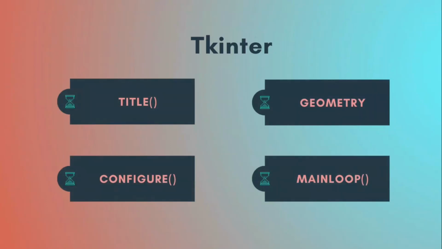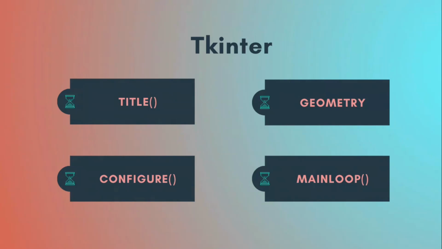The title, geometry, configure, and mainloop are additional functions in the Tkinter library. The title method is used to set the title of the main application window. The geometry method is used to set the initial size and position of the main application window.